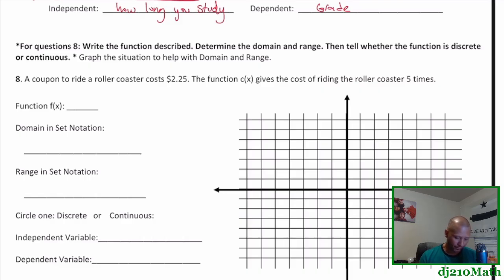All right. So the function f of x. I already see a typo here. The function c of x. Okay, and then here they're saying f of x. So either this is c or that one's f. Either way, it's the function. So let's actually turn this into f. All right, so the function f of x gives the cost of riding the roller coaster 5 times.